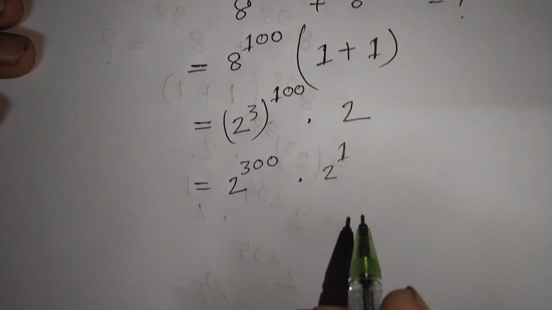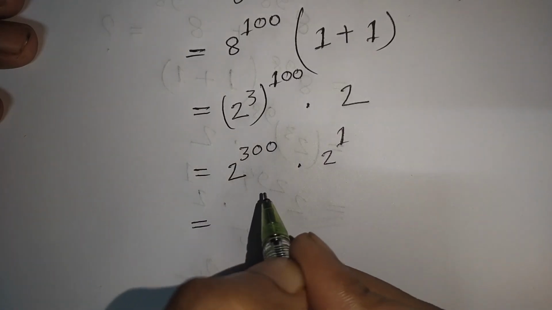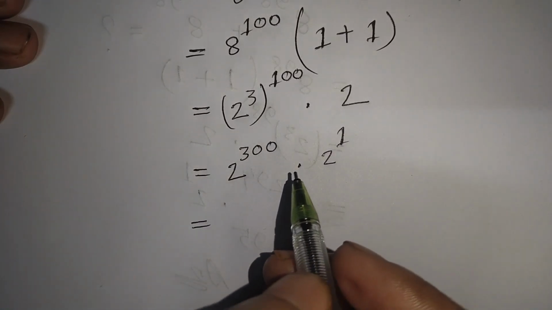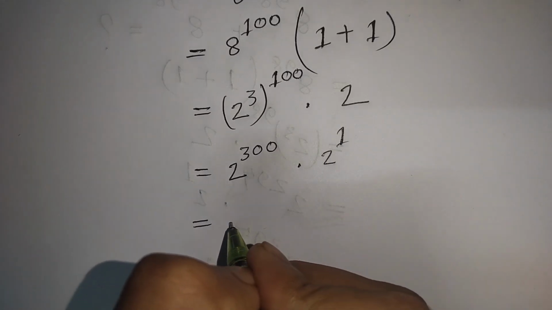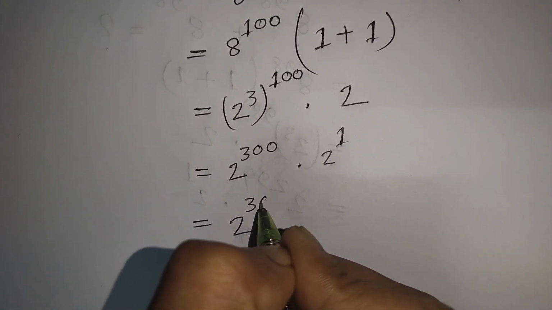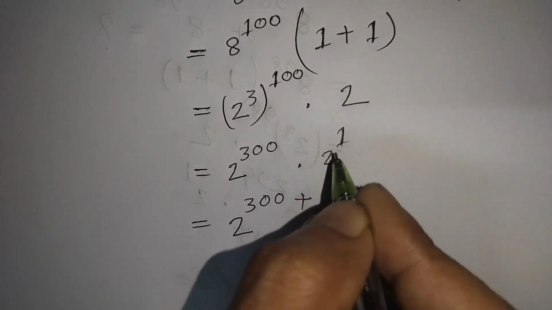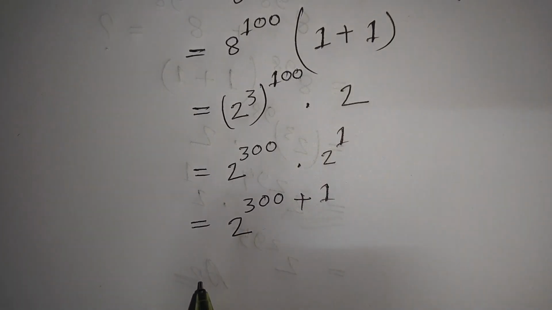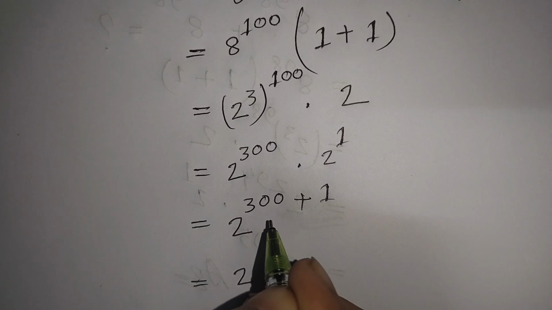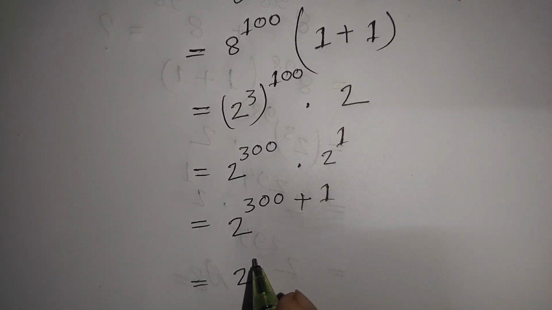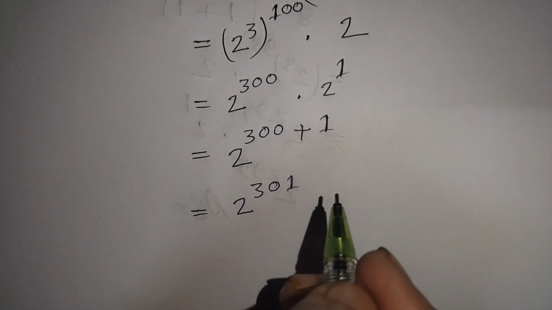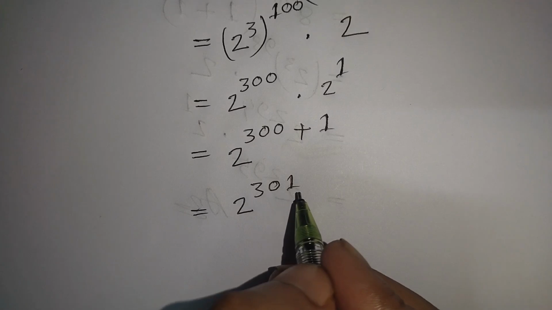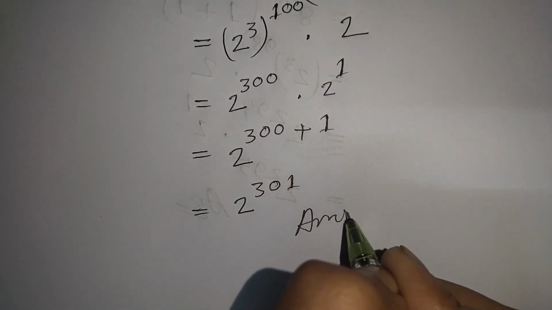Now we see that we have the same base but different powers. So we can write here 2 to the power 300 plus 1. That means 2 to the power 301. So 2 to the power 301 is the correct answer.